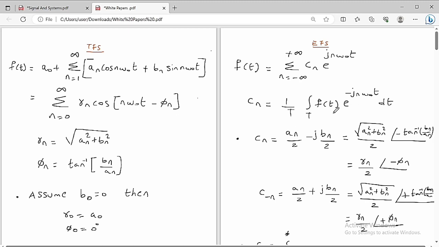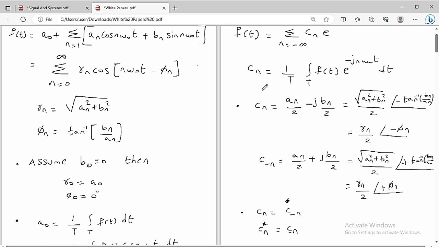So if we expand this, we finally get Cn equal to an by 2 minus j bn by 2. So this is the rectangular format. If you convert to polar format, we get the square root of an squared plus bn squared, divided by 2, at a phase angle of minus tan inverse of bn by an. So this value is nothing but rn, and this angle is phi n. Therefore, rn by 2 at an angle of minus phi n.